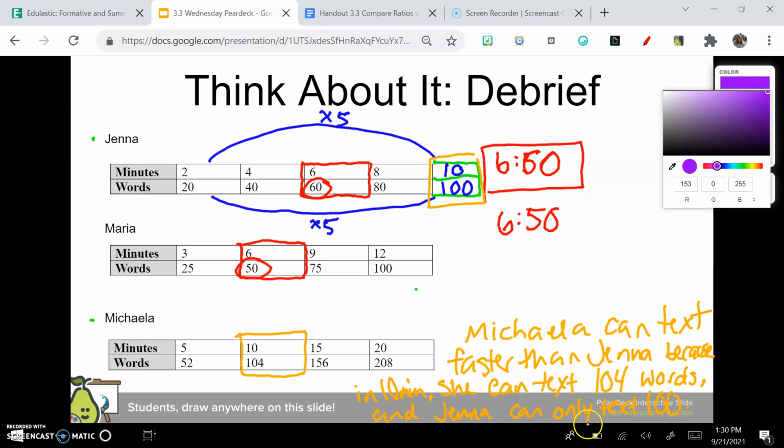So when we're looking at our ratio tables, we first are going to look and see if we can find a common ratio already, one where they have the same minutes or the same words, and then we're easily able to compare. However, if we don't have a common term, like Jenna and Maria had the common 6, then we need to extend our ratio table to create a common term between two ratio tables.